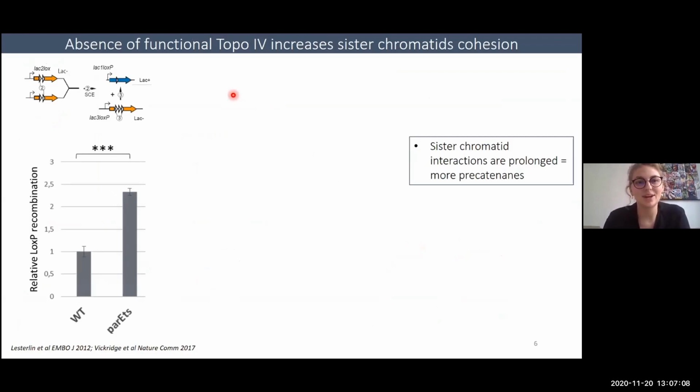So I'm not going to go into details of the technique, but several studies have used a recombination assay as a readout for sister chromatid interaction. So they measure the level of recombination between loxP sites. And obviously, the closer the sister chromatids are, the higher the recombination level is. And when you have precatenanes, the sisters are very, very close. So you have a high level of recombination. And that's what you see here. So you can see that in a ParE-TS mutant, the level of recombination is higher compared to a wild type, which means that you have more sister chromosome interaction and more catenanes.